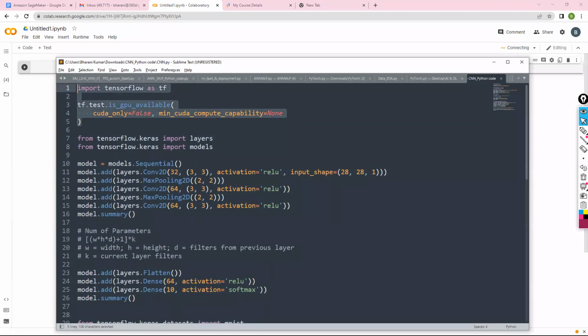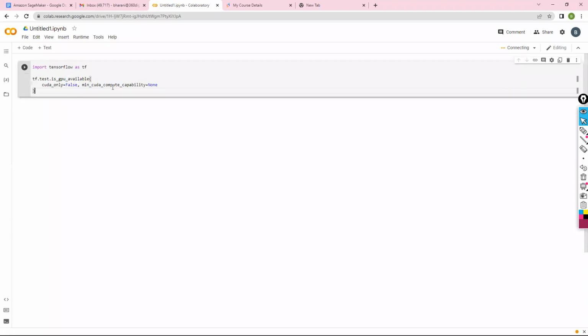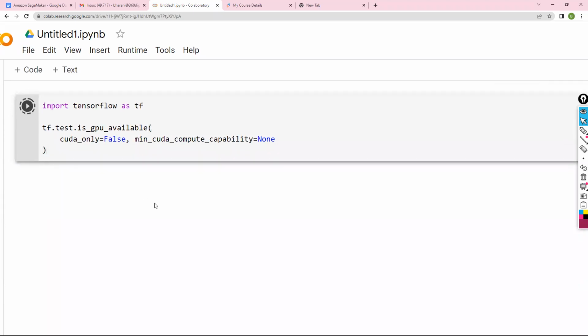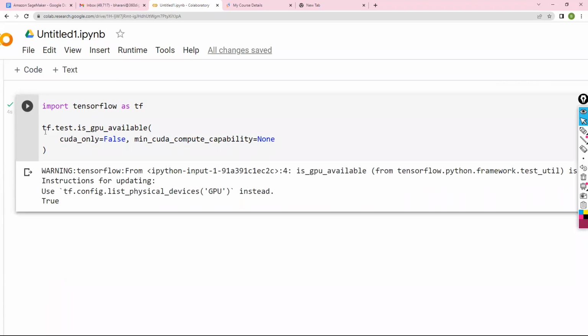And we will import TensorFlow. TensorFlow is part of Google, right? Google has developed TensorFlow. So already these will be pre-installed. You need not once again install that. So here we are trying to import TensorFlow as TF. And then we are trying to test whether GPU is available or not. And it says true, that means GPU is available.